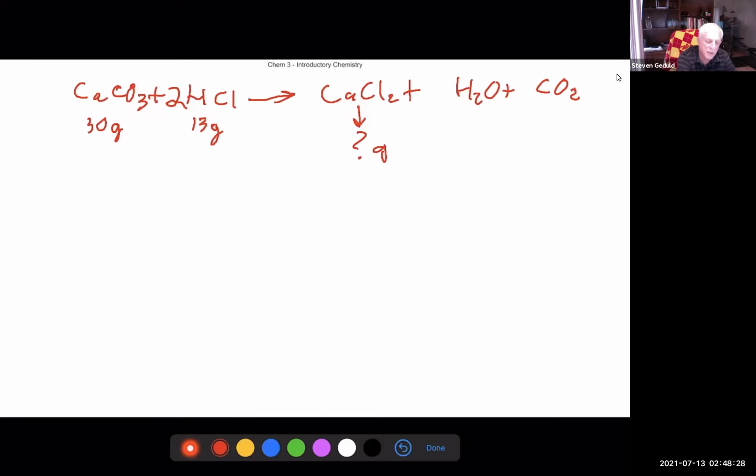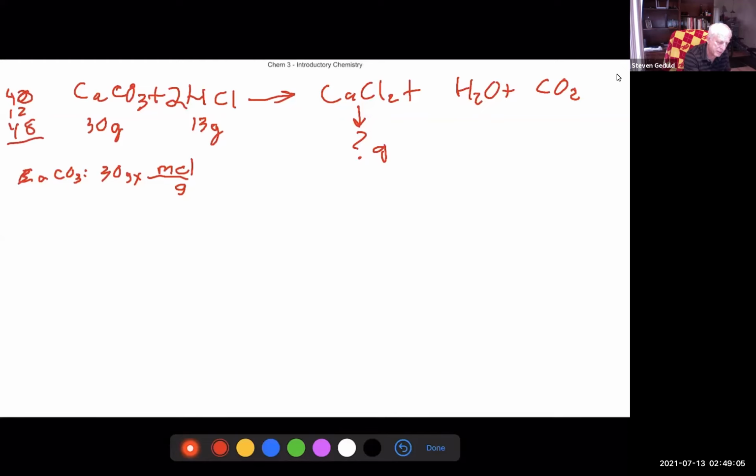All right, so now we convert everything into moles because we have to go to moles to use the chemical equation. So we have 30 grams. Well, let's start with calcium carbonate. Calcium carbonate, we have 30 grams. How many grams per mole? We have one calcium, which is roughly 40. Let's put it up here out of the way. 40 plus carbon, which is 12. Plus oxygen, 16, 32, 48.